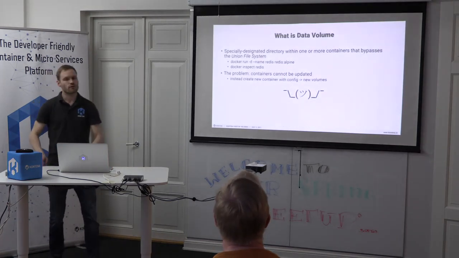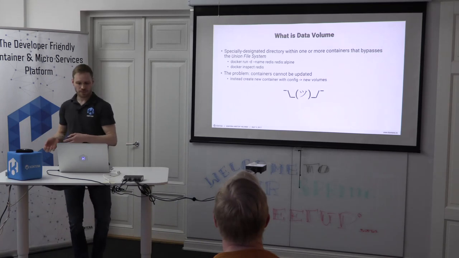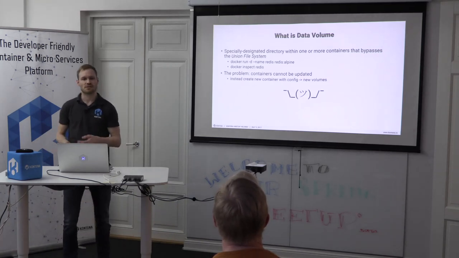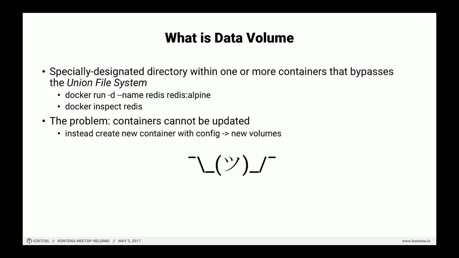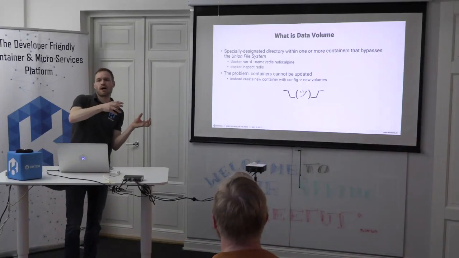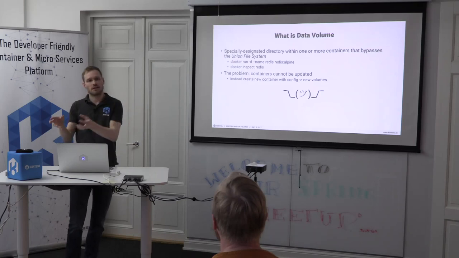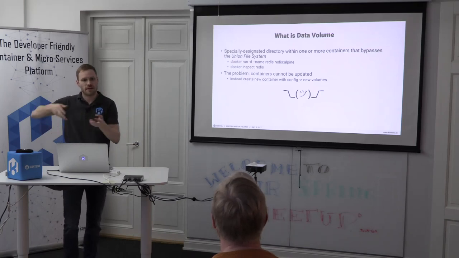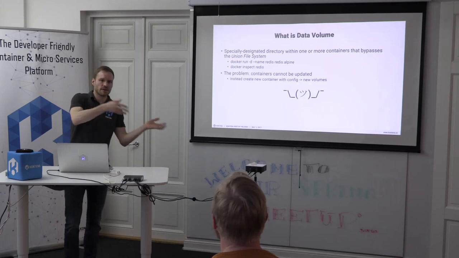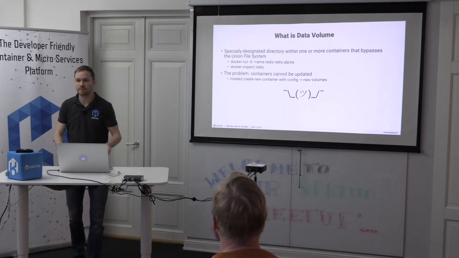When you run a Docker container, there are volumes, data volumes, that are specially designated directories within one or more containers that bypass the union file system. Docker is mounting one file system path inside your container, and when the container writes there, it will end up in the host system file system.